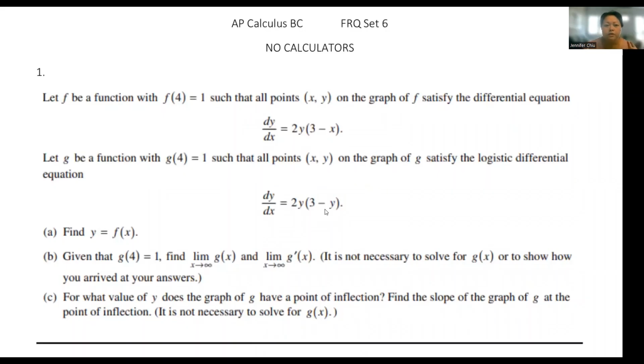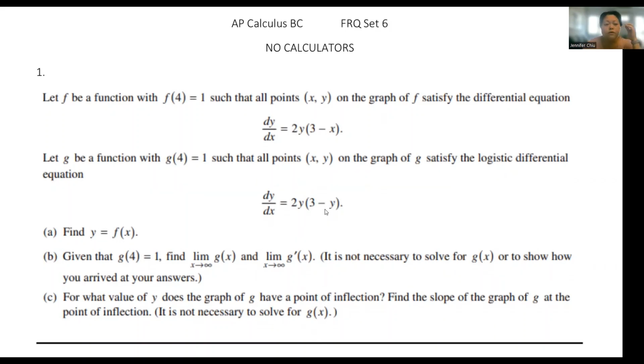Okay, this is FRQ set 6. We're going to start with number 1 here. Number 1 says, let f be a function with f(4) = 1 such that all the points (x, y) on the graph of f satisfy the differential equation dy/dx = 2y(3 - x). So as you can see, there are two different functions here, f(x) and g(x), with two different conditions, slightly different in the variables here.